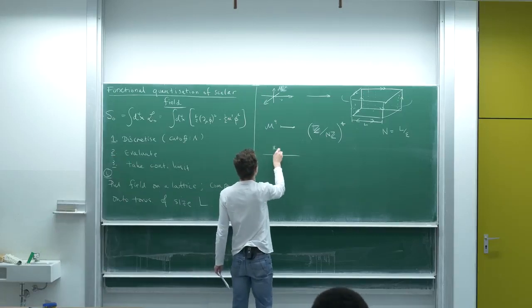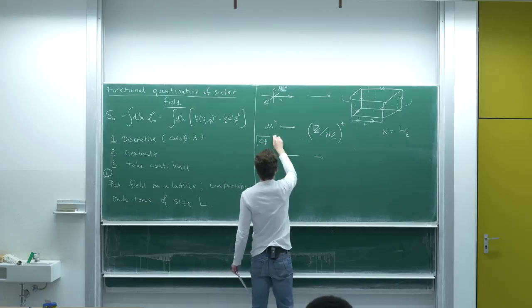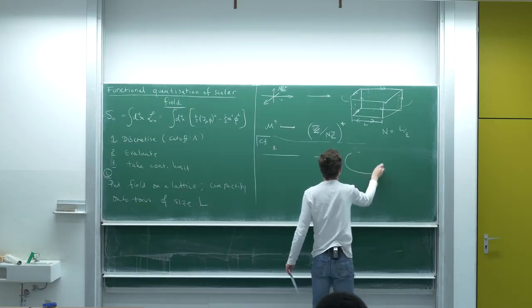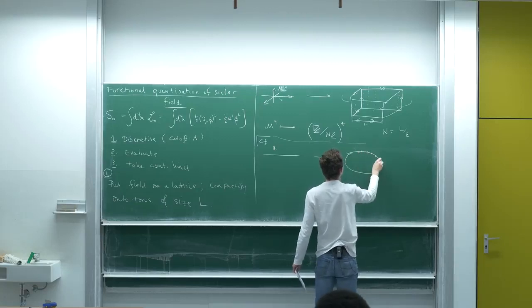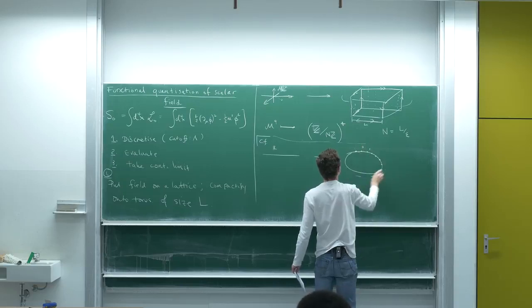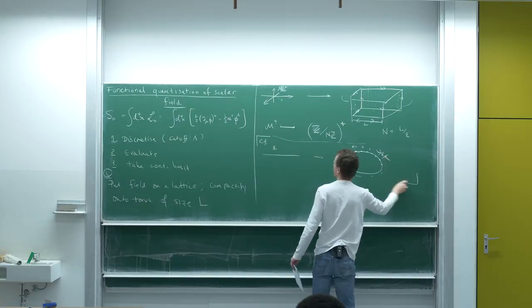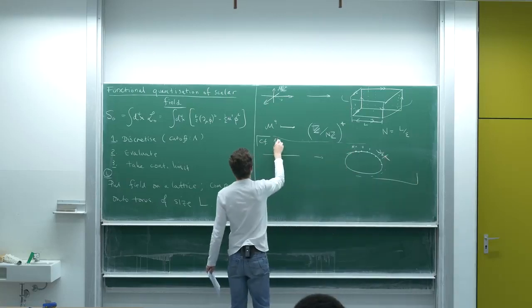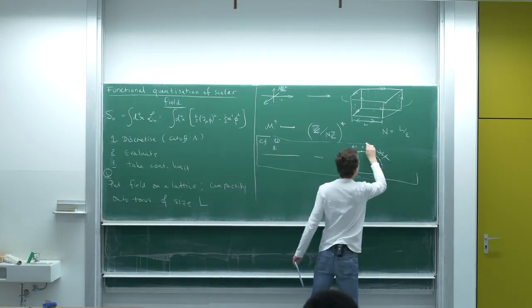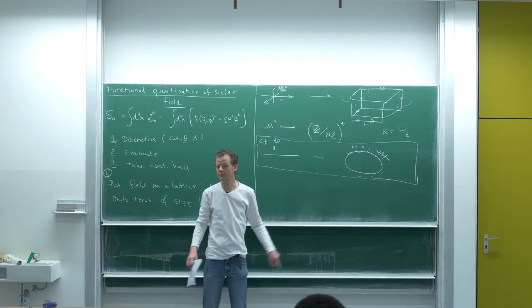So here's the real number line. And we discretize the real number line onto the circle, and we have sites all the way up to n minus 1 with lattice spacing epsilon. So we're just doing a four-dimensional version of this.